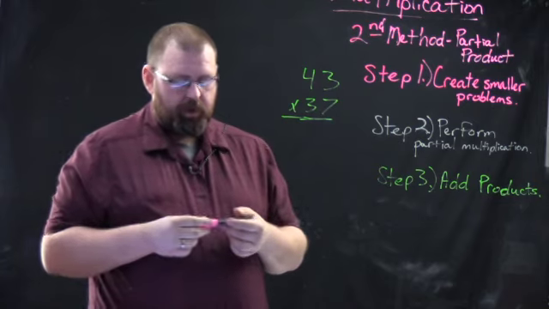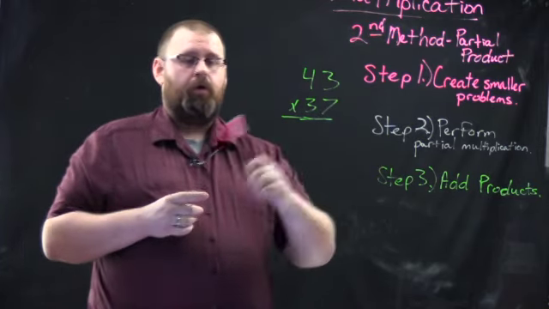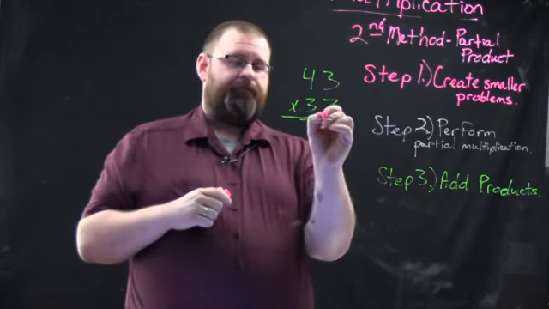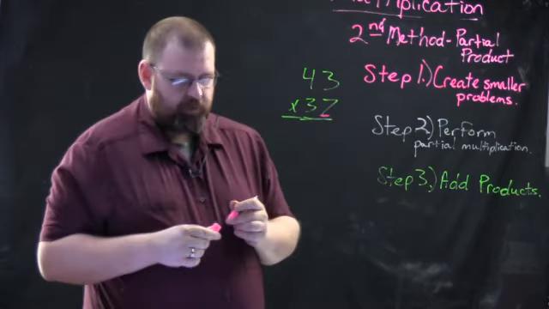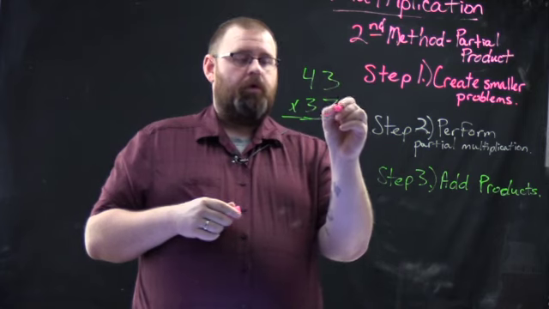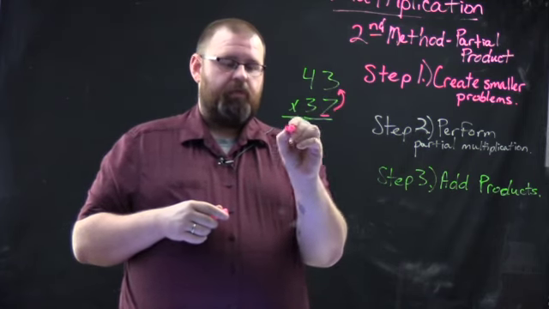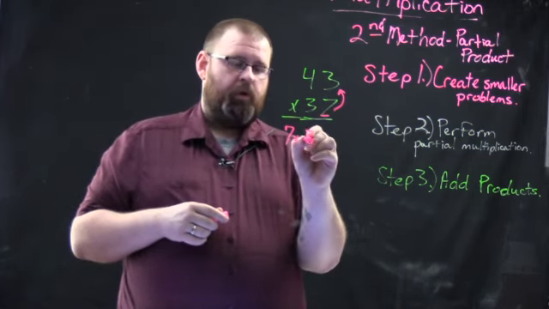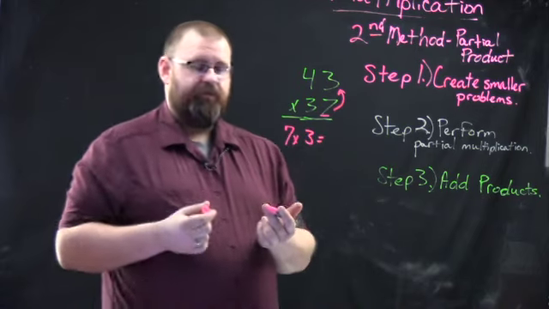There's 3 main steps here. First step, we're going to create smaller problems. So we're going to look at that first digit in the ones place on the bottom, which is a 7 again, and we're going to look at the first one, 7 times 3. Now both of these are in the ones place, so we can just keep it 7 times 3.